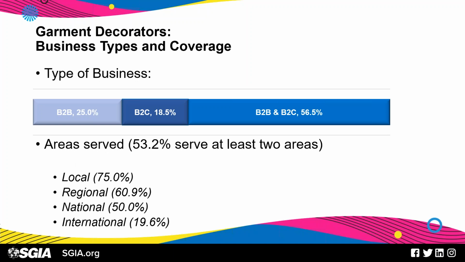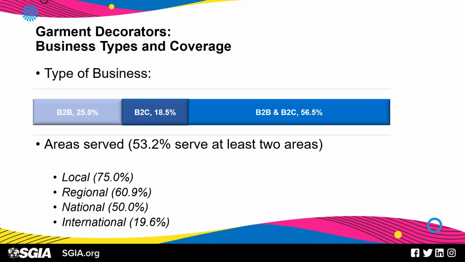So what kind of businesses they are? More than half serve other businesses and consumers at the same time. About 1/4 focus on other businesses, and 18.5% serve consumers only. Their representation on the local level is higher than the representation for graphic and sign producers, slightly higher. 3/4 of the companies are local companies. 60.9% serve on the regional level. Half of the companies are national, and only 19.6% are international companies.